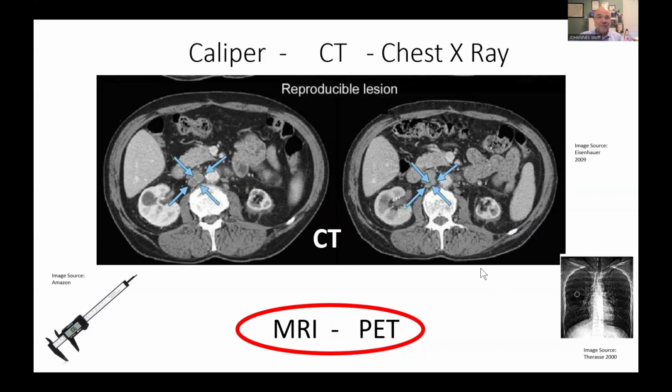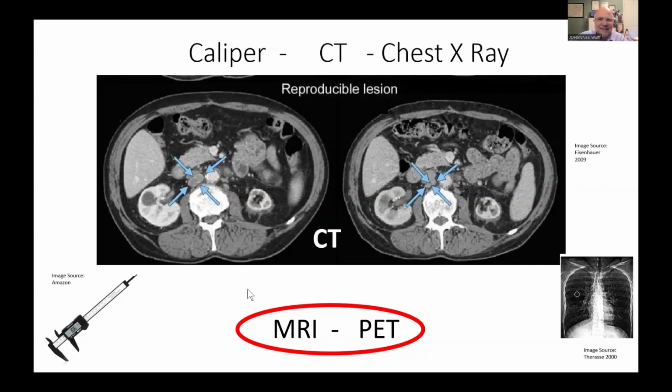In order to come to measurements, you need images or at least a way to do those measurements. RECIST 1.1 talks about the caliper. That's what this is. A caliper is used for skin lesions when you don't have images. It talks about CT, and that is the preferred method. And it talks a little bit about chest X-ray, but trust me, chest X-rays are outdated. Do not use those for response criteria anymore.